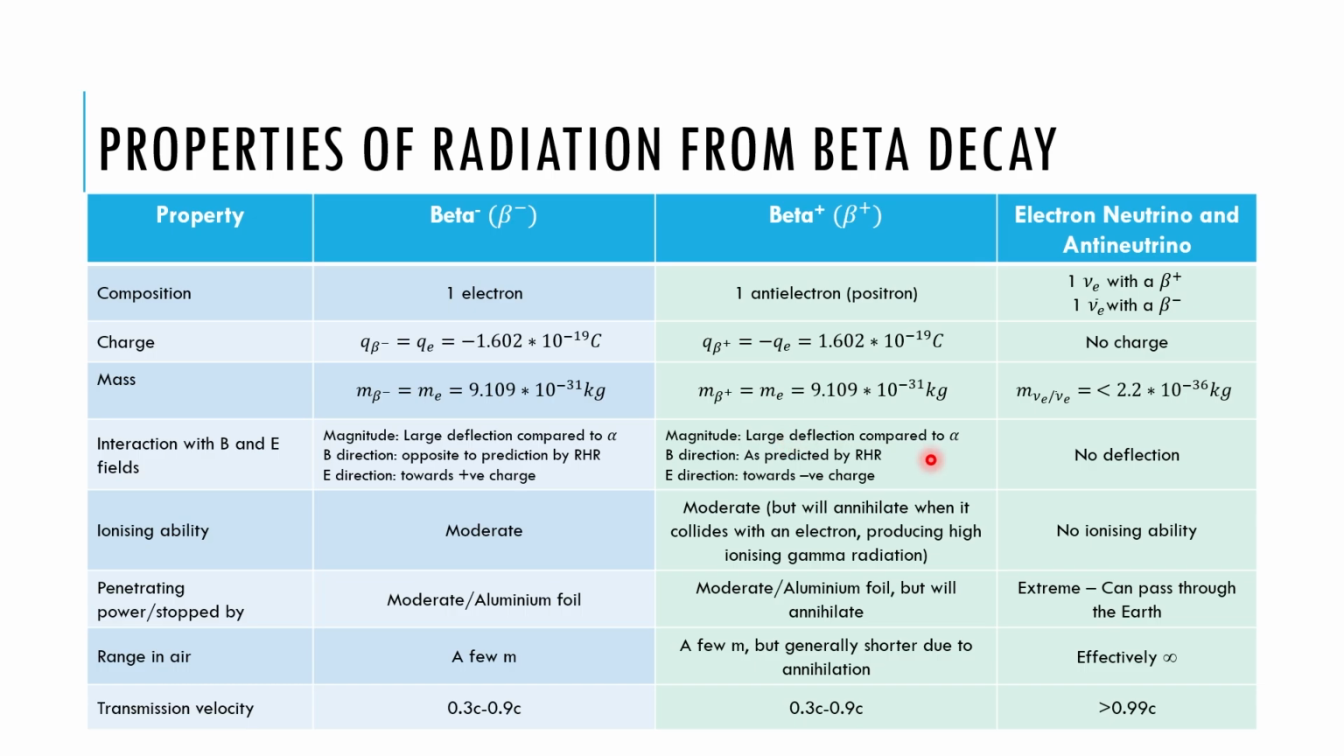But the direction that they would travel in the magnetic and electric fields would be the opposite to what we would see in a beta particle. Theoretically, beta plus particles have the same kind of ionizing ability as a beta particle does. The issue is, though, that beta plus particles will undergo annihilation when they collide with an electron. This is something that we're going to talk about a little bit later in this video.